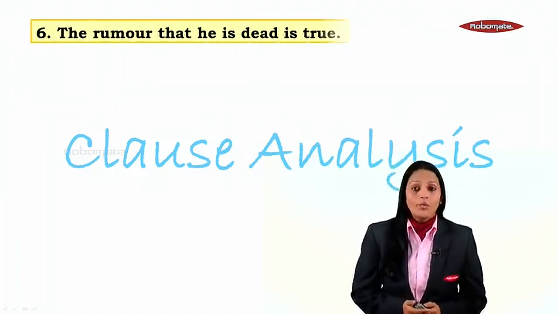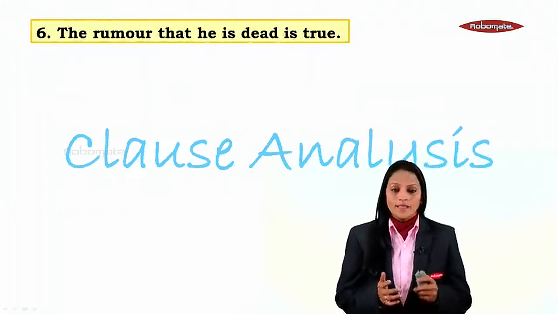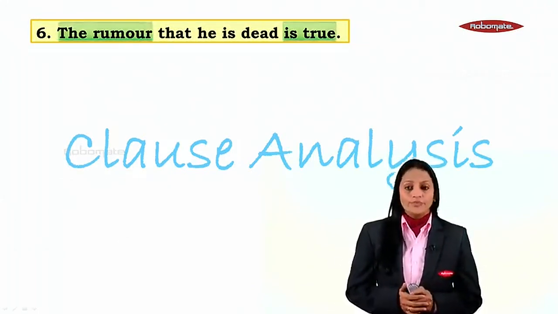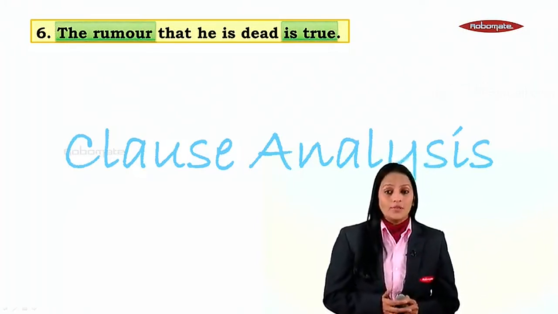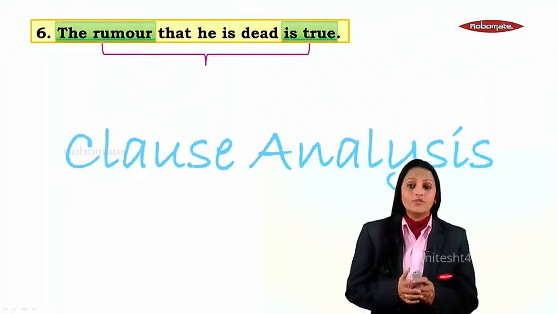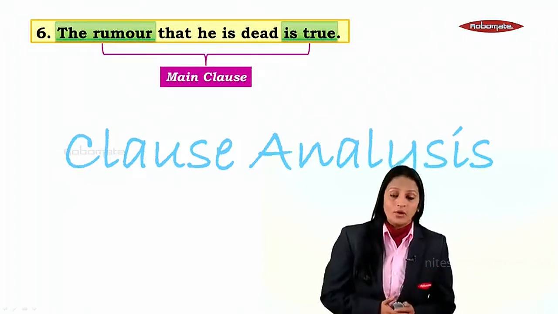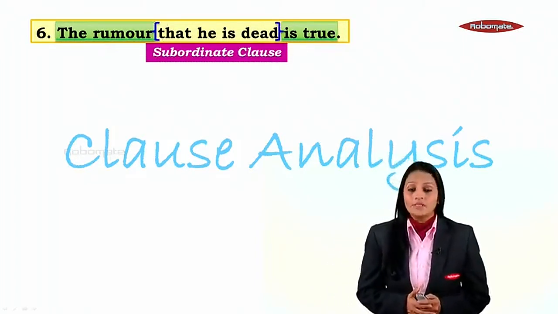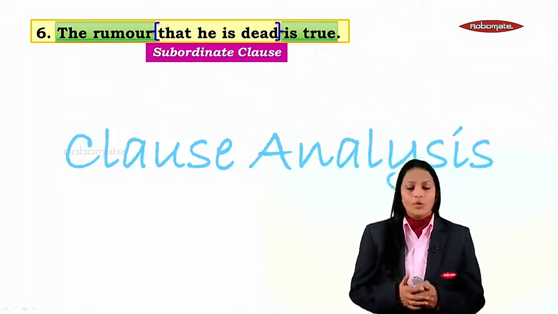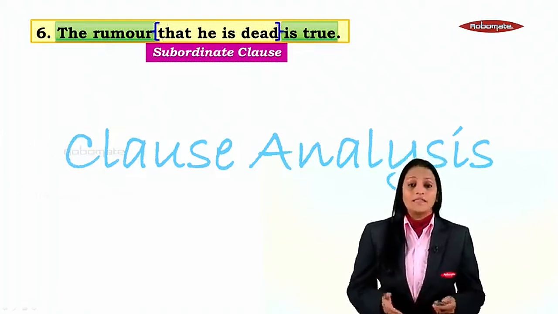And now we go on to the last one. Take a look at the sentence. The rumor that he is dead is true. Now, that he is dead becomes your subordinate clause because it starts with that and ends before the second finite verb. So the rumor is true is your main clause, and that he is dead becomes the subordinate clause. Okay, now this is a noun clause. Yes, we know what is true, that he is dead is true.